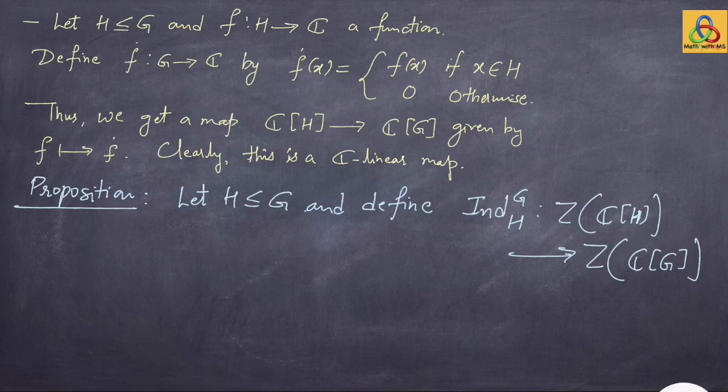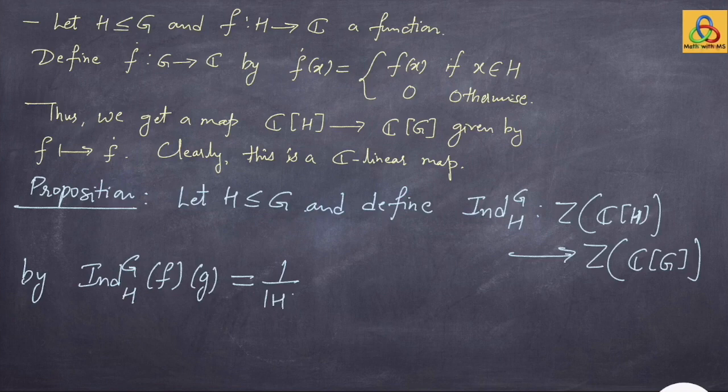So induction of a function F from H to G. I want it to be an element of the center of the group algebra of the group G. So first of all, it should be a complex valued function from G to C. So how does it act on a group element? Acting on a group element g by this rule: 1 by order of H, summation x in the group G. And now you see F is a complex valued function on H. So first of all, you extend it to a complex valued function on G. Right now, you don't know whether that is class preserving or not, just a complex valued function, which we already did in the form of F dot. So define it to be F dot of x inverse g x. Then my claim is the following: the induction map from H to G is a C-linear map.